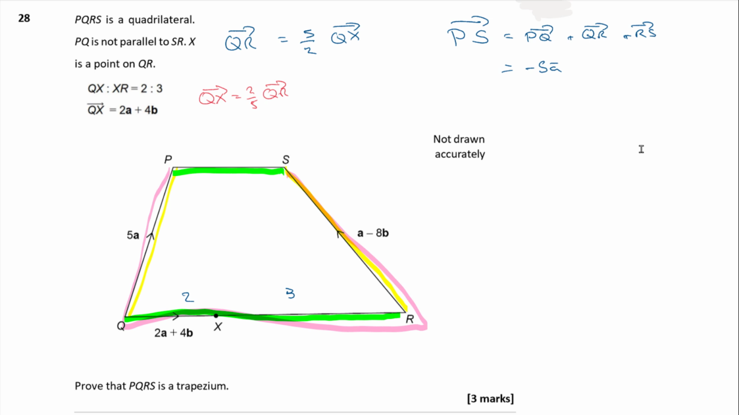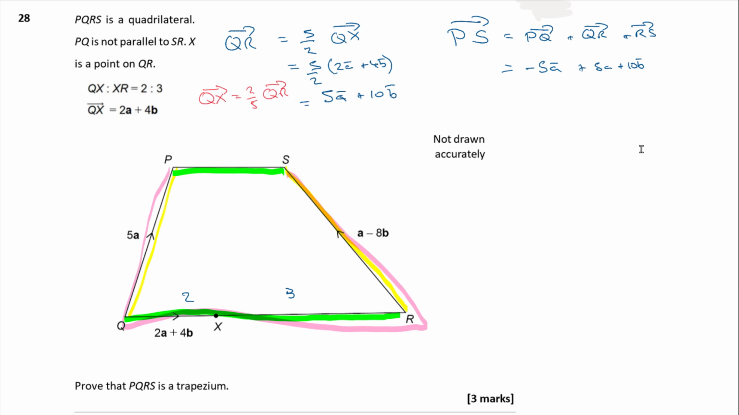So QR is 5/2 of QX, and QX is 2a plus 4b. So just multiplying through by 5/2: 2 divided by 2 is 1 times 5 is 5, so that's 5a. And 4b divided by 2 is 2b times 5 is 10b. So that's 5a plus 10b. Okay, so QR is 5a plus 10b.